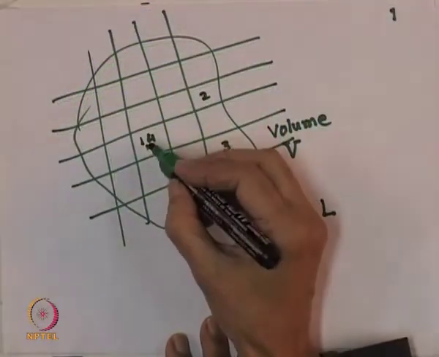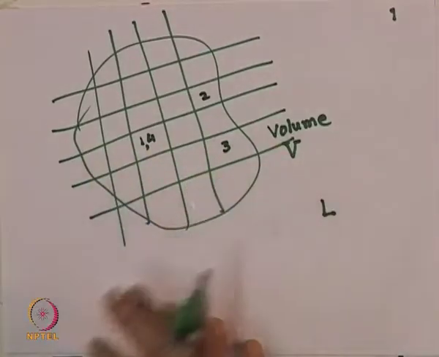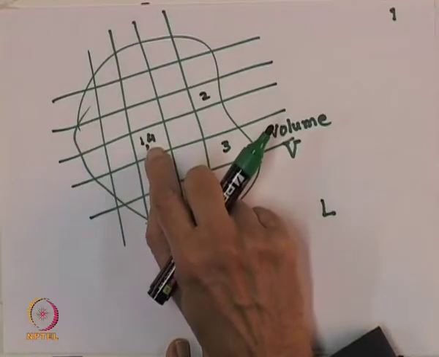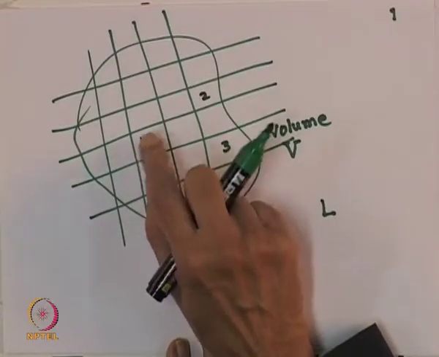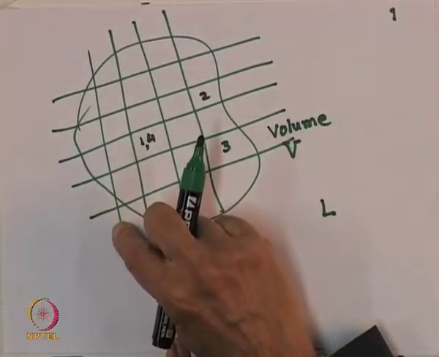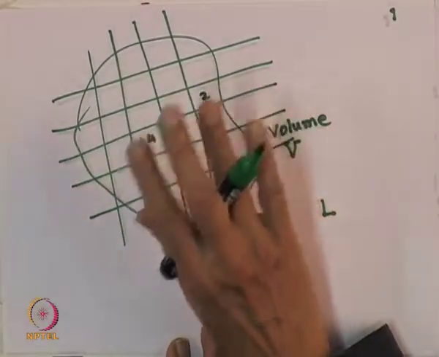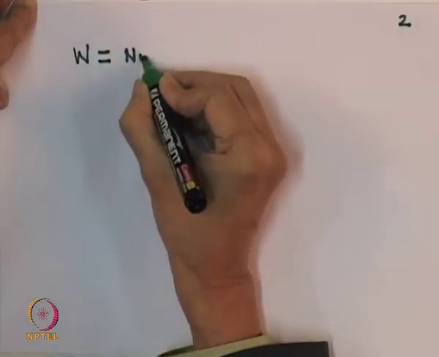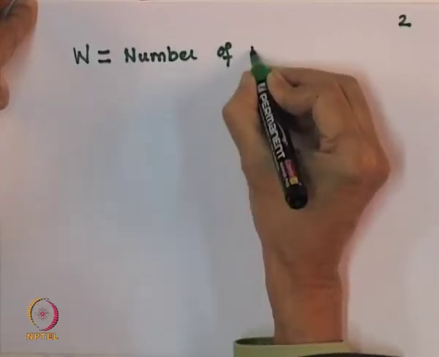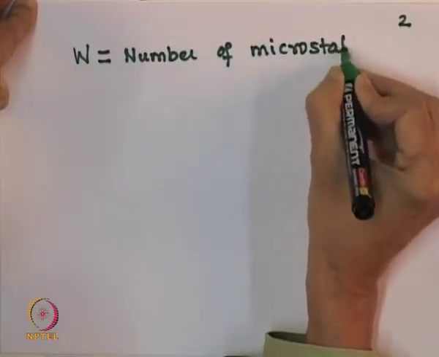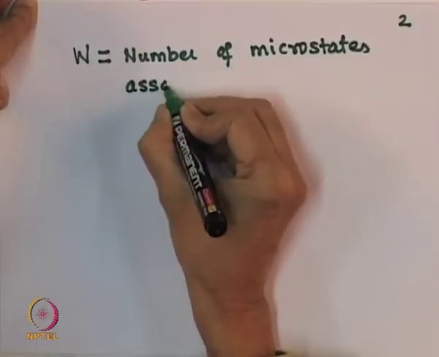Now, what is a macrostate? While defining a macrostate, I don't care about the individual identities of the particles, but I will say there are two particles in this cell, there might be four particles in that cell, and so on. Whether it is particles 1 and 4 or particles 7 and 20 in a given cell doesn't make any difference for the description of a macrostate. So, let us say W is the number of microstates associated with a given macrostate.